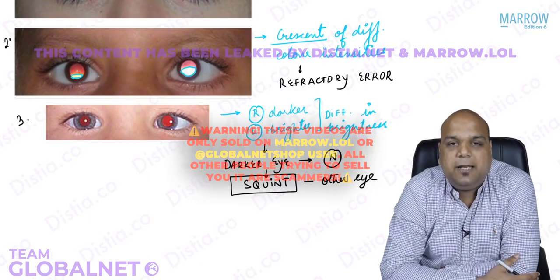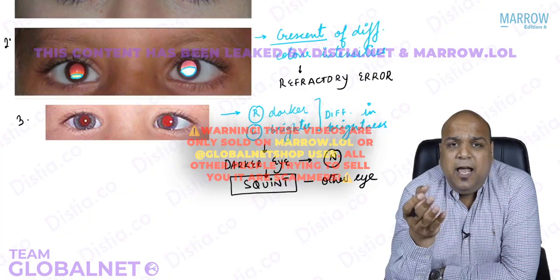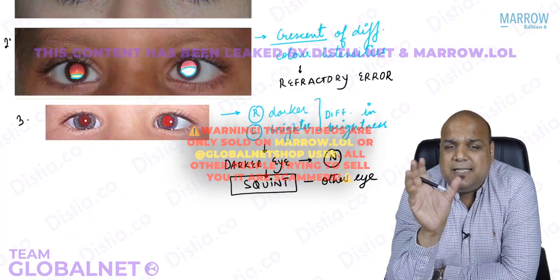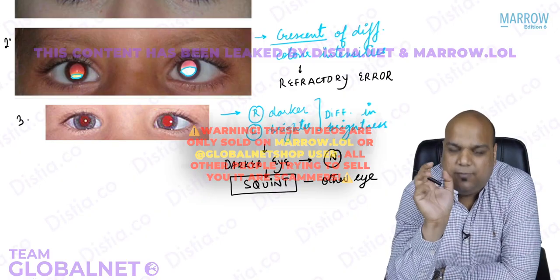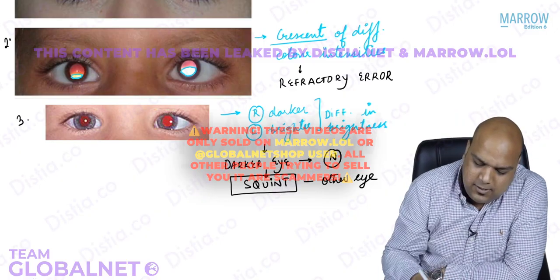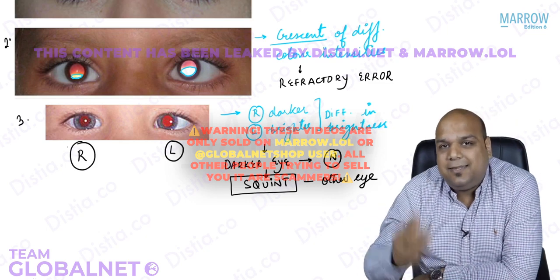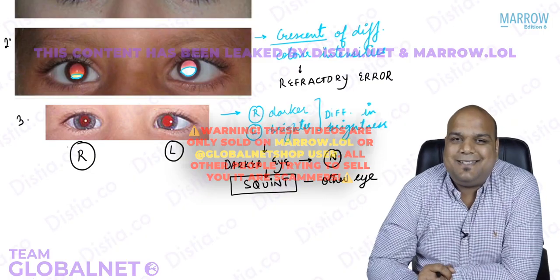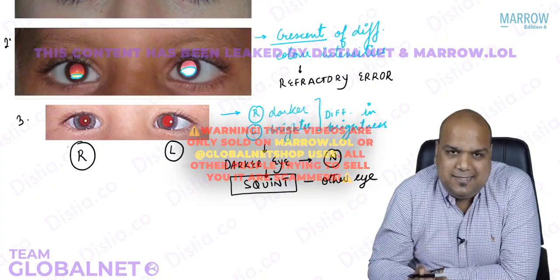Am I making myself very clear here, everybody? Yes. So just based on a torchlight examination in an infant, I will be able to ascertain whether the eyes are normal or whether they have refractory error or they have some kind of a squint, everybody. Yes. So in this, we can see the left eye is brighter, the right eye is darker, and that means we have a case of squint with us. No confusion, I hope, everybody. And this is your simple Bruckner's test.